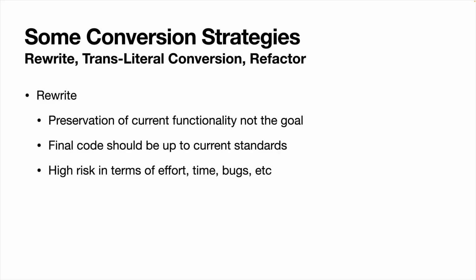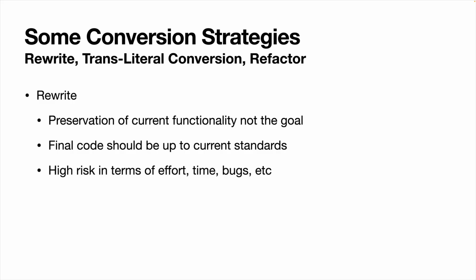One is rewrite them. We can preserve the functionality or not, but that's not the ultimate goal of a rewrite. A rewrite is to make it better, to make it function better, and it may not necessarily have the same functionality. And that final code should be up to your current standards. In this case, it'll be my standard. But rewriting is actually high risk in terms of effort, time, and bugs. It may take a lot of effort, it may take a lot of time, and you can introduce brand new bugs that you didn't have before.